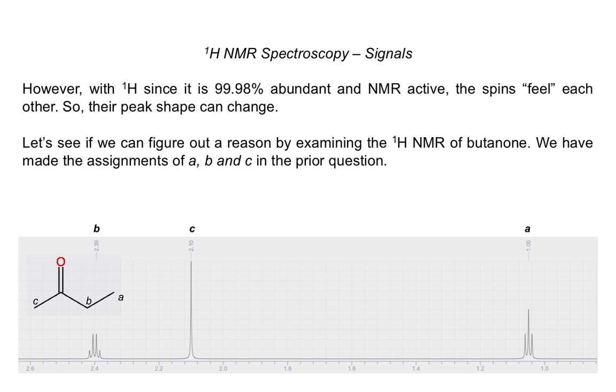Now, the reason that proton NMR is a little bit more complicated to interpret is because that nuclei is essentially 100% abundant. So each hydrogen can either be plus 1/2 or minus 1/2 in the spin state. And so basically the nuclei you're interested in is affected by the neighboring nuclei spin states. So that is what leads to this change in the peak shape.